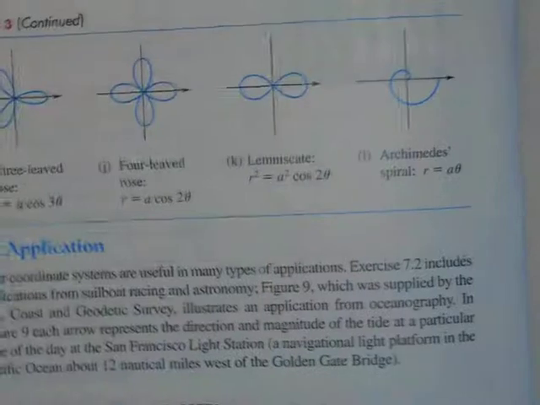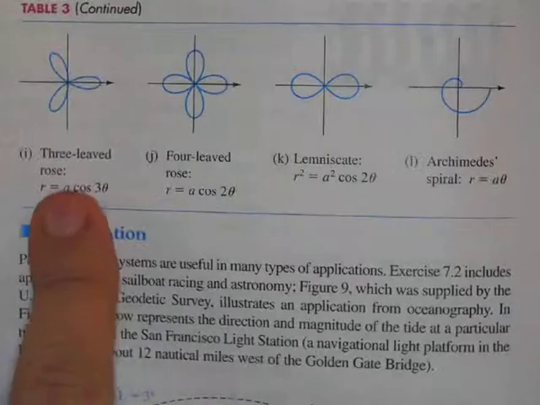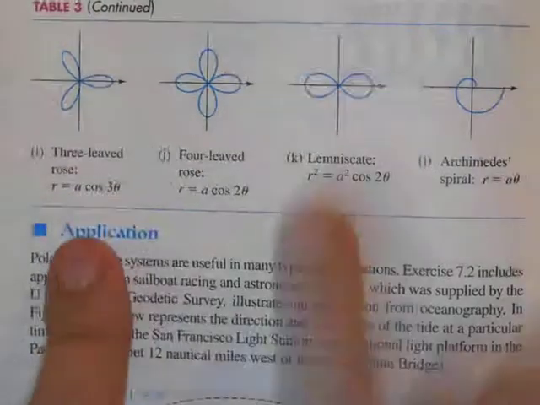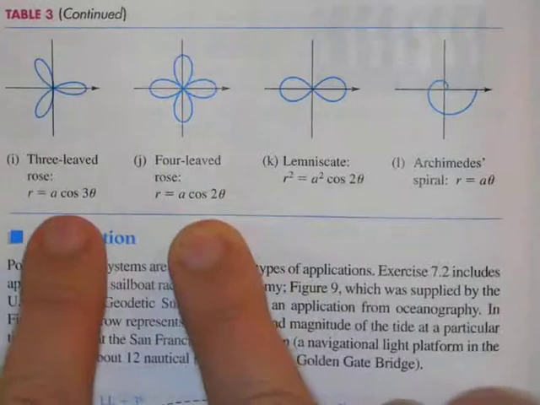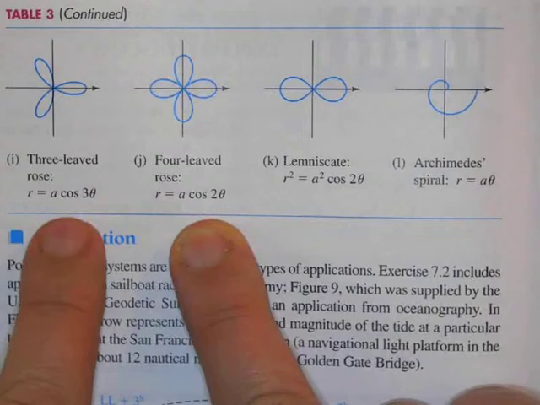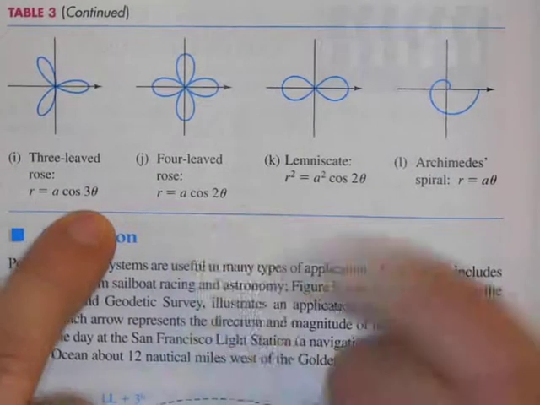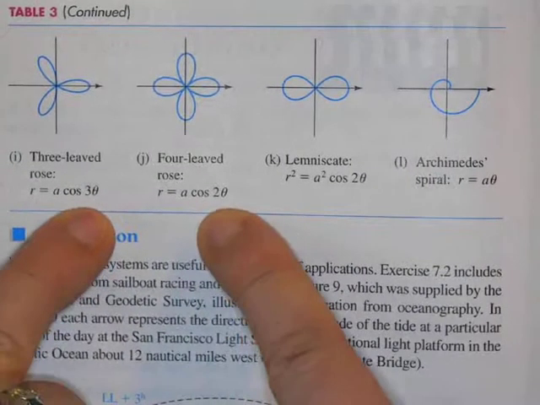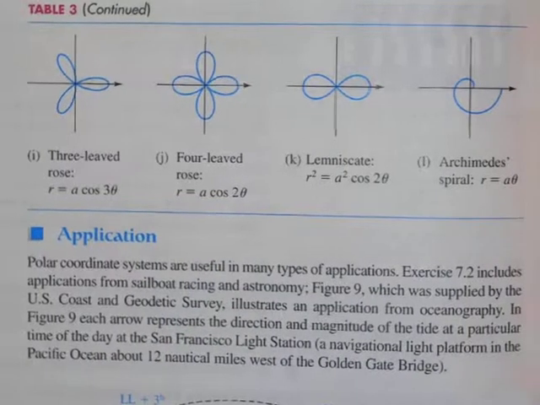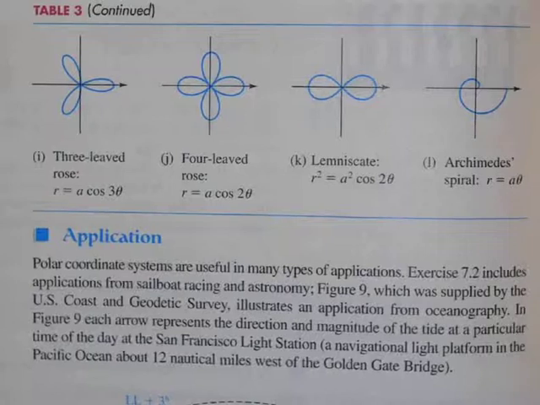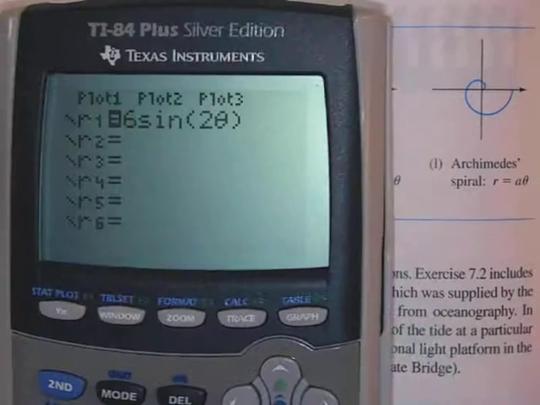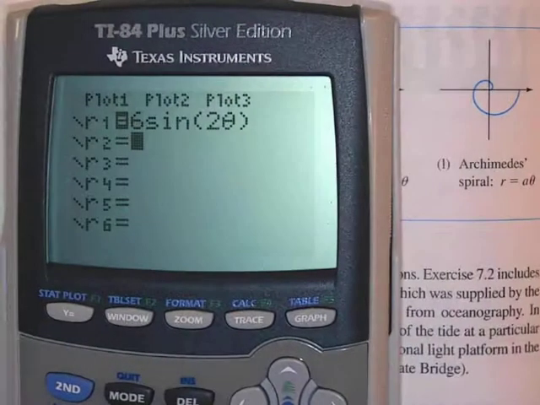Here's the 3-leaved rose. If you notice, what's the difference between the 3-leaf and the 4-leaf? They're moved around. Look at the equation. 3 to 2. Actually, let's do a little experiment, shall we? Let's go back to our calculator. So, leave the 2 theta in there.